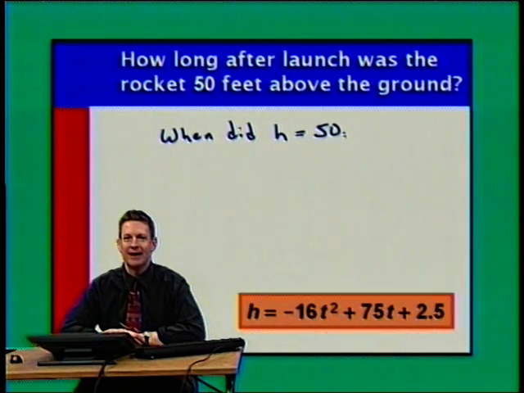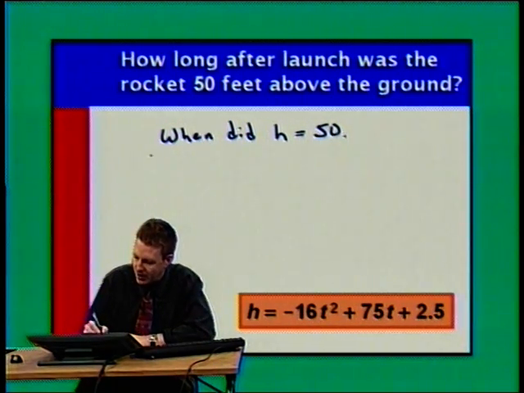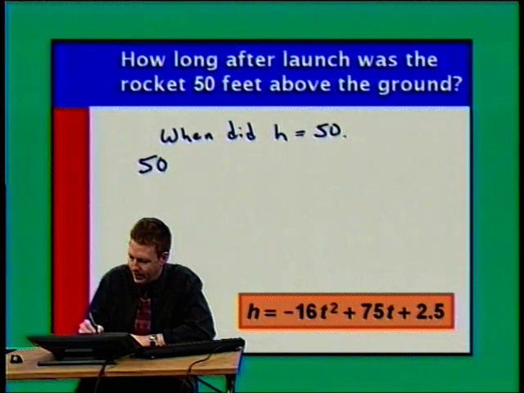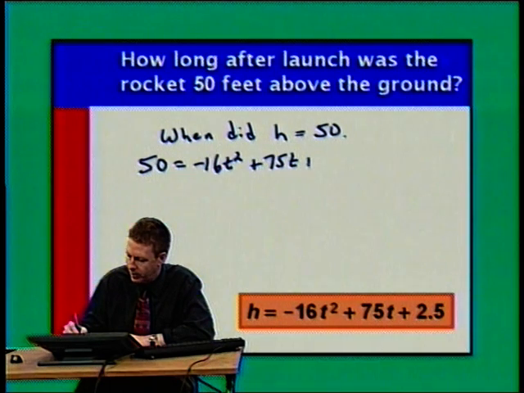So our formula says that the height t seconds after launch is given by negative 16t squared plus 75t plus 2.5. So I guess we have to solve a quadratic equation. We need to solve the equation 50 equals negative 16t squared plus 75t plus 2.5.